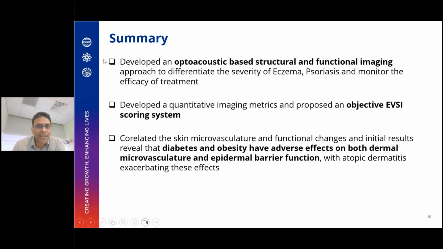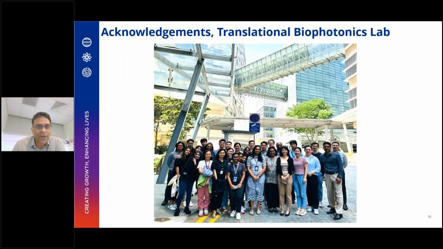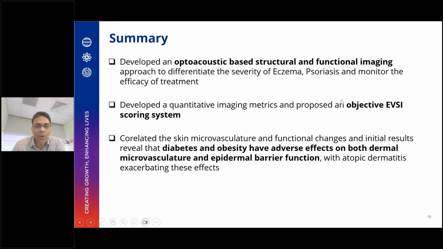We also correlated the microvascular changes in the diabetes and eczema subjects, and we could see a correlation and how this interplay is affecting the subjects. So let me summarize and conclude.